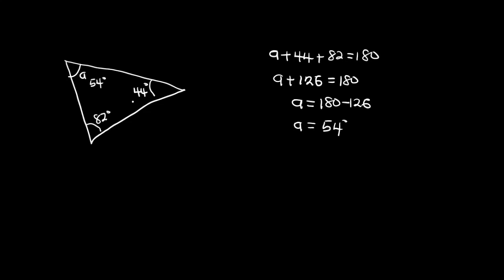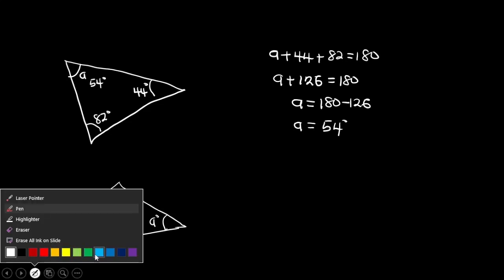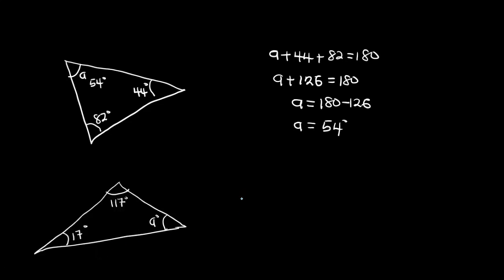All right, so let's have a look at another example. Let me just draw it down here. I have a triangle that looks like this. The top is 117. The angle over here is A. It can be any angle at all, but we are using A in this example. And here is 17 degrees. So we have to find the value for A. Let's go ahead and look at that.